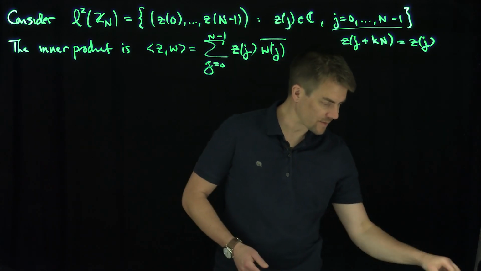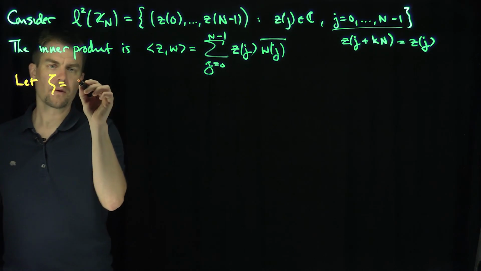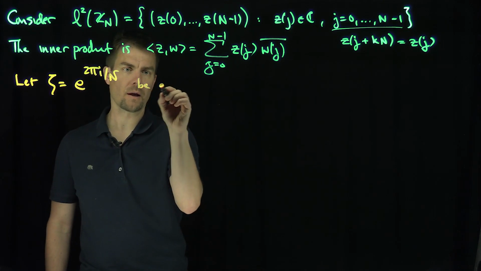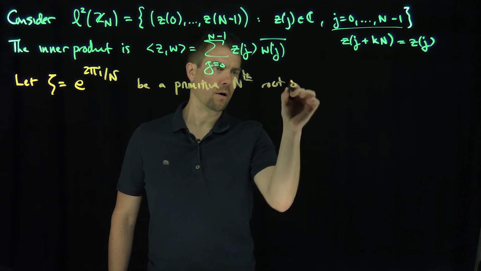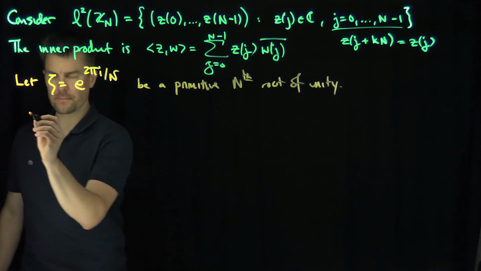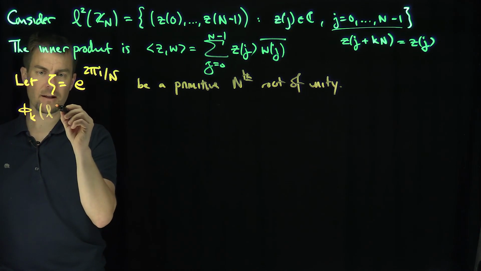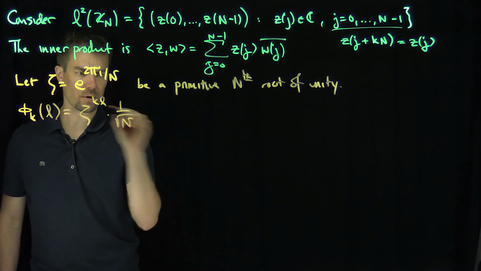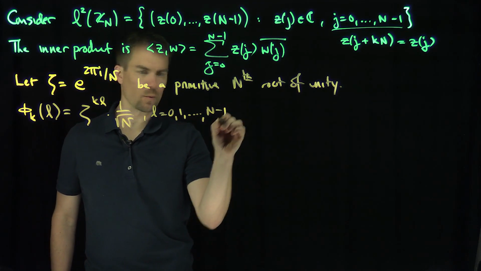And so what I'm going to do now is consider zeta to be e to the 2 pi i over n, a primitive nth root of unity. And I'm going to define some functions that reside in this space. So define phi k. I'll define phi k at L to be zeta to the kl times a normalizing factor 1 over the square root of n. And this is defined for L equals 0, 1, all the way up to n minus 1. So that's my phi k.